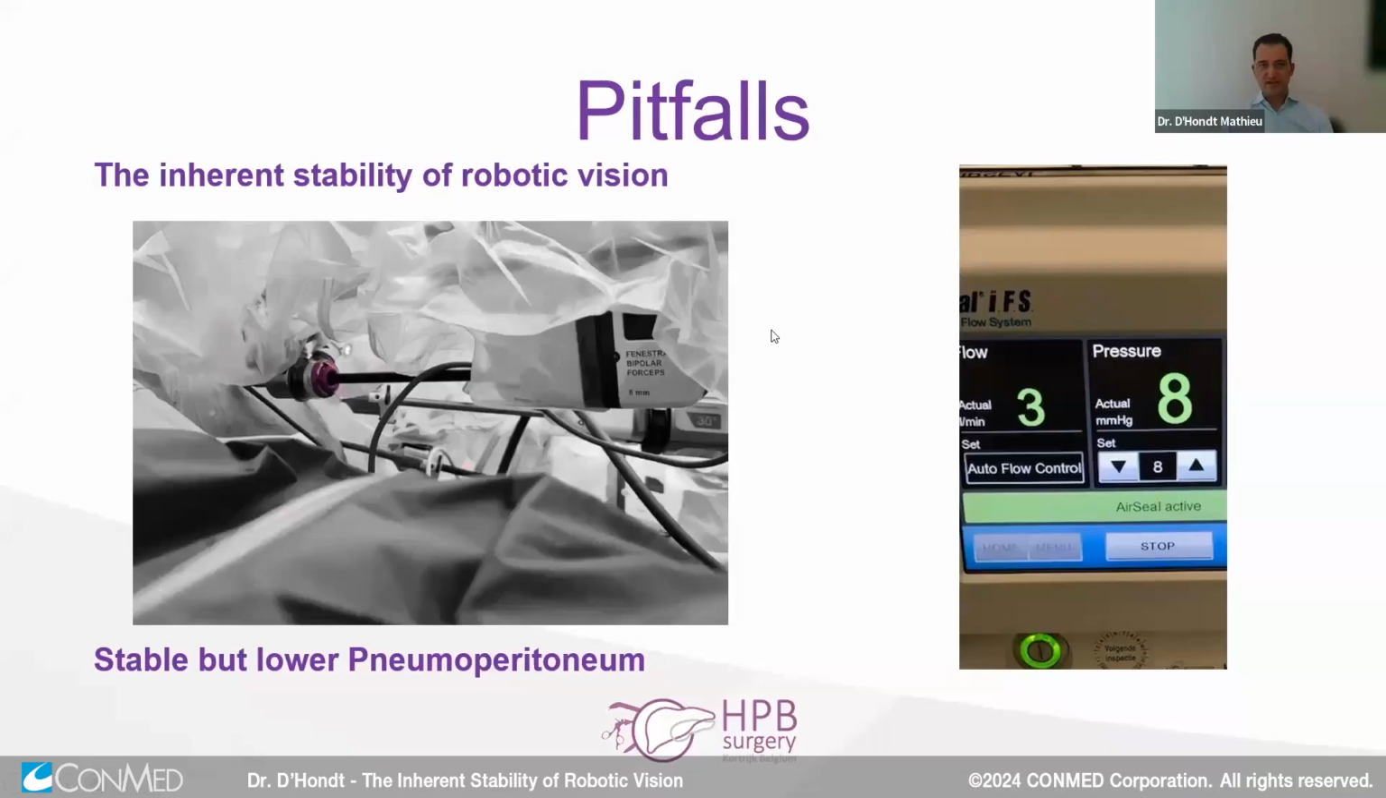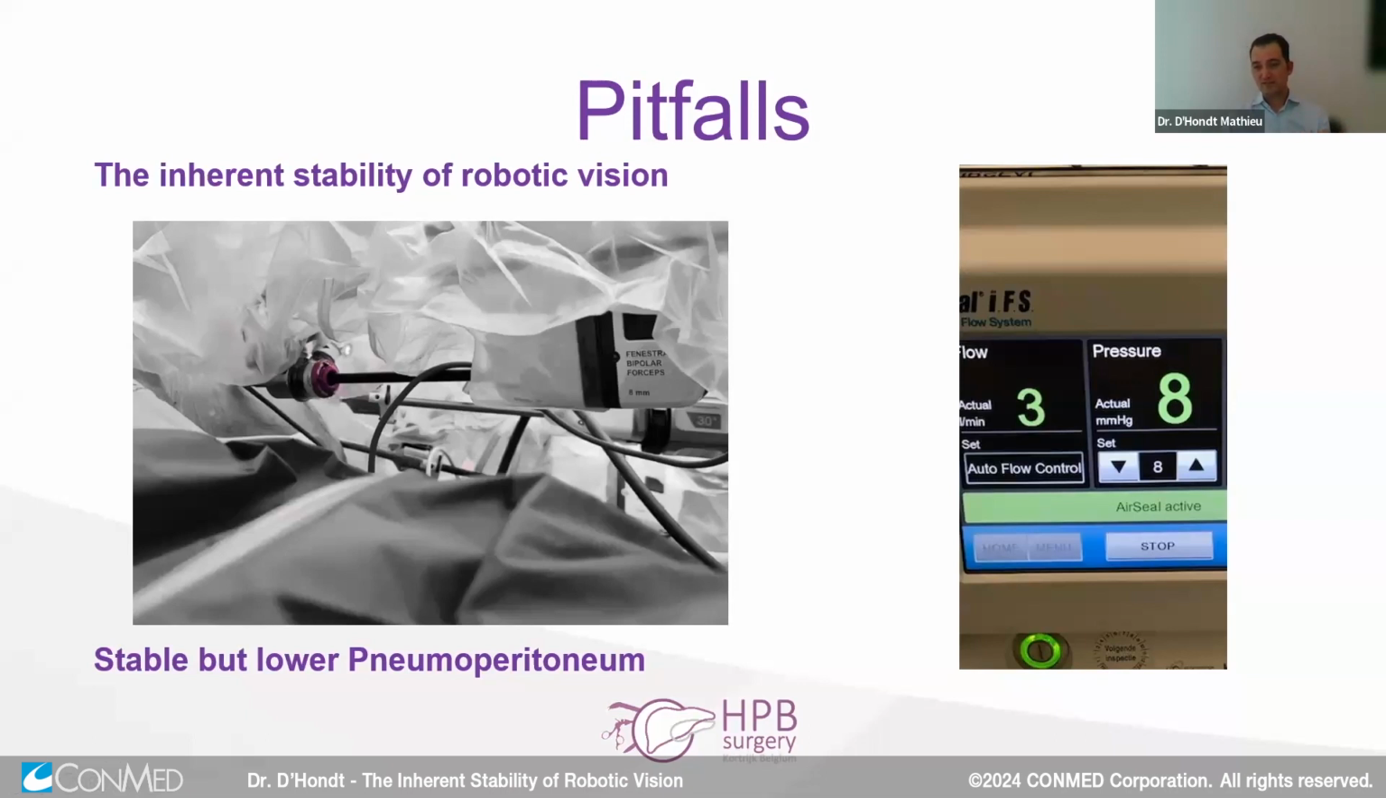And then finally, some pitfalls, more specifically for AirSeal. I think we have advantages. We have the inherent stability of the robotic vision compared with a stable but lower pneumoperitoneum. And I think the lower is very important. Put the pressure when you're doing your transection at 8. Don't do parenchymal transection at 14.